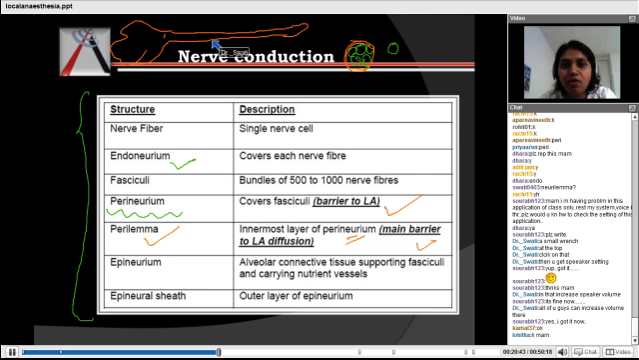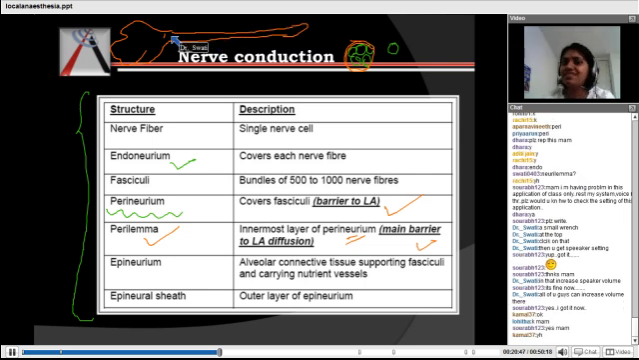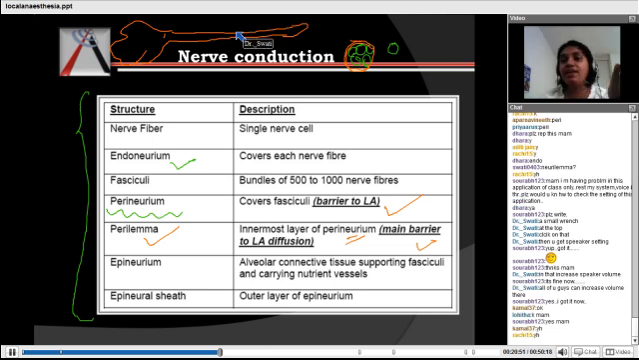So I was talking about neurilemma. Neurilemma is the nerve membrane of this axon, this nerve cell, and it is the site where our LA will act. But for LA to reach there, it has to pass through all the layers. So now we are talking about which layer will delay the reaching of the LA to the neurilemma the most. So we are talking about the barrier layer. Now what is the barrier layer?